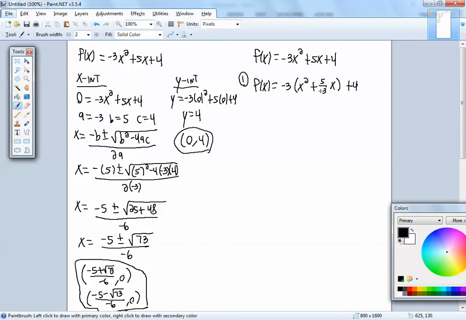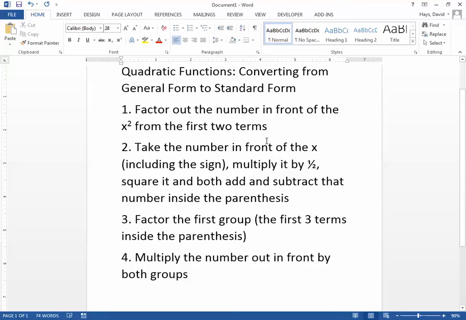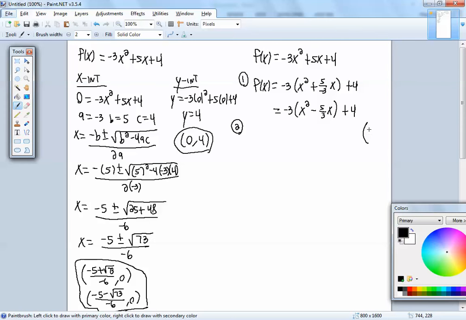If you're factoring, that means divide out. So that's why I did 5 divided by negative 3. That gives us negative 3 times x squared minus 5/3 x, and then the plus 4 at the end. Step 2, take the number in front of the x, including the sign, multiply it by 1/2, square it, and both add and subtract that number inside the parentheses. So we're going to take the number before x, which is negative 5/3, multiply it times 1/2, and you square it. It's always times 1/2, it's always squared. That gives us negative 5/6 squared, which is 25 over 36.